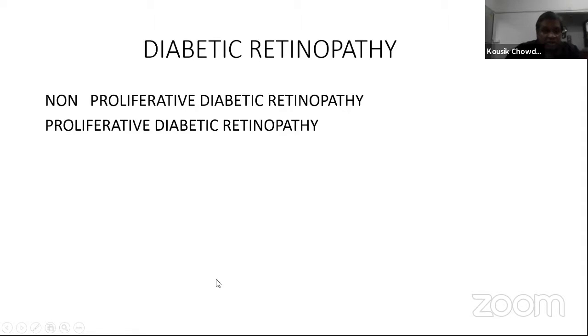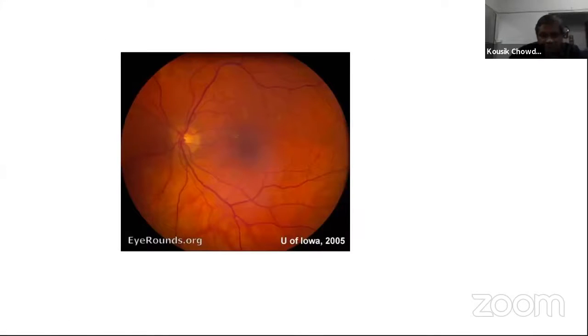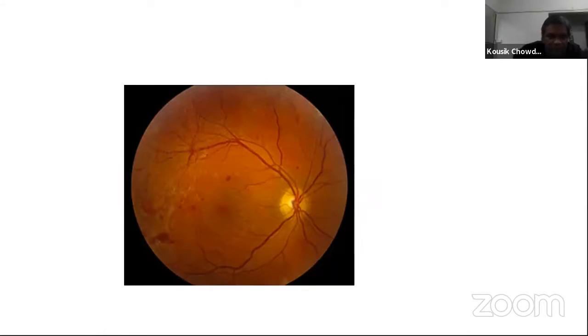And we are coming to the pictures. Non-proliferative diabetic retinopathy is again divided into 4 types: mild NPDR, moderate NPDR, severe NPDR, and very severe NPDR. We are seeing the pictures of mild NPDR. Some microaneurysms are present and some hard exudates. Hard exudate present in the posterior pole is the mild NPDR.